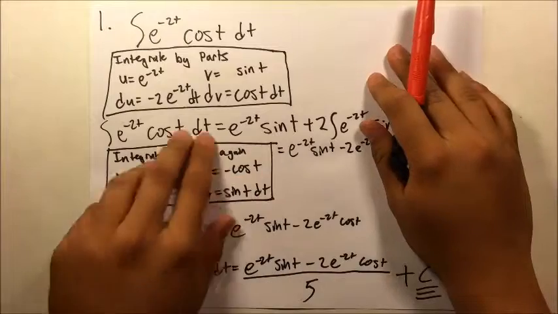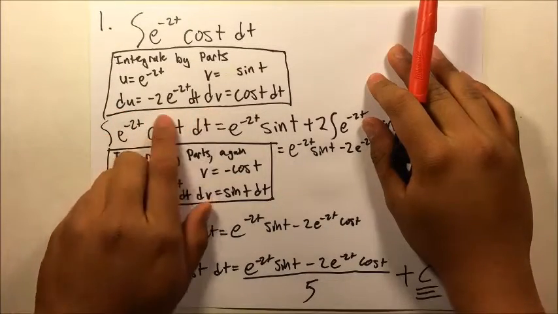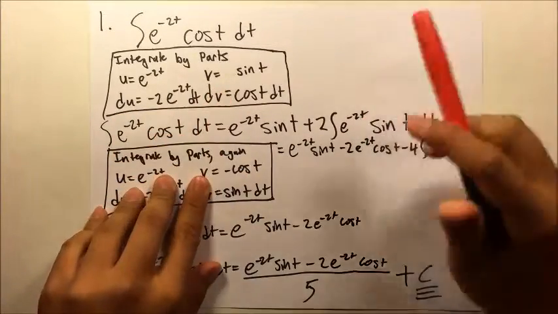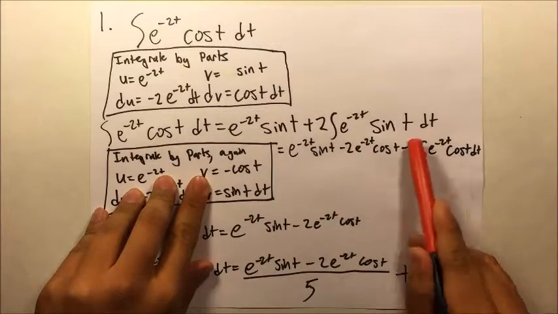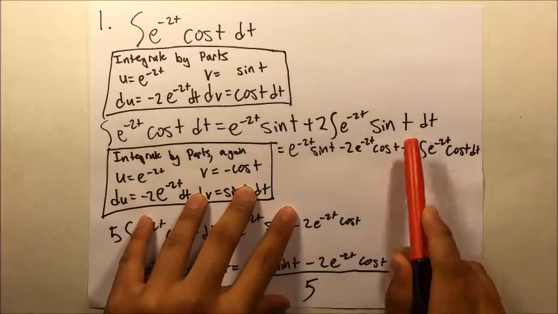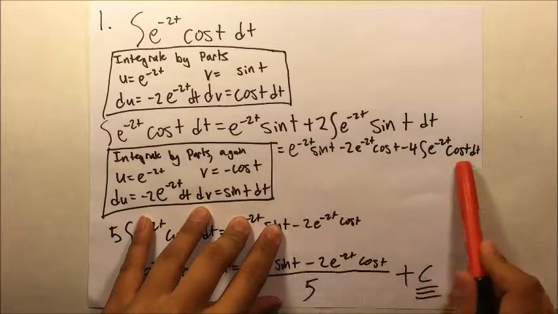Now, a common mistake here would be to integrate or differentiate mistakenly and get a bad du or v value, so be sure to double check your work. Now, once we integrate by parts, this is our result. Now we see this integral, it's not very clean. It's still something that is a candidate for integration by parts. So we'll do that again. And this is what we get.